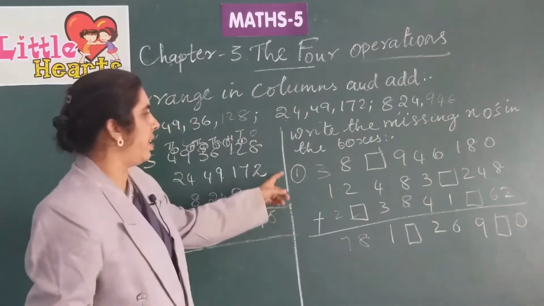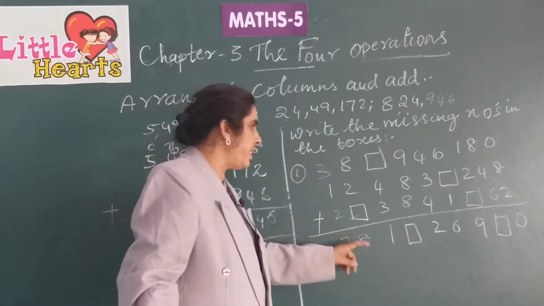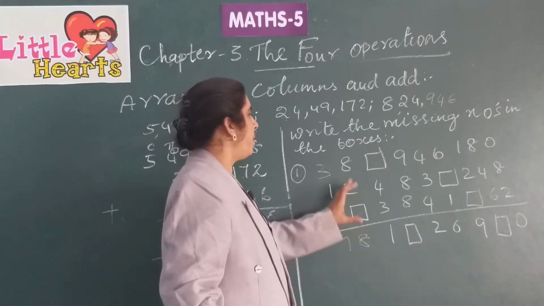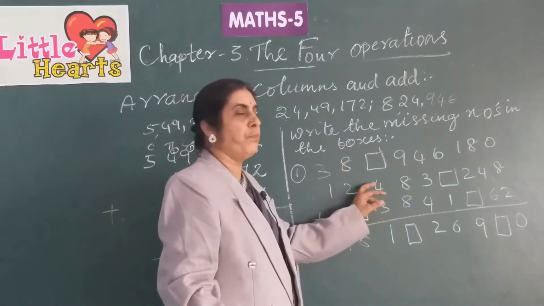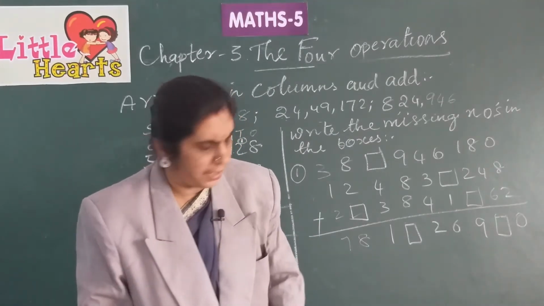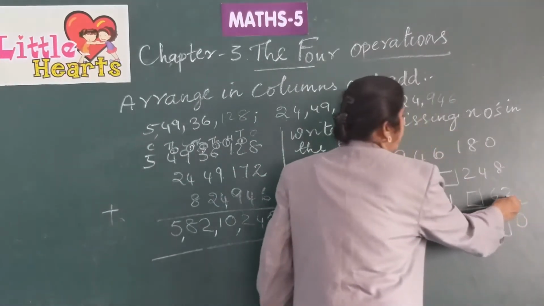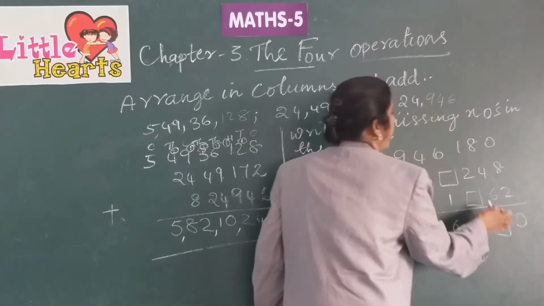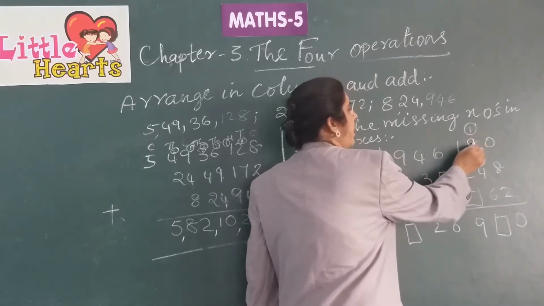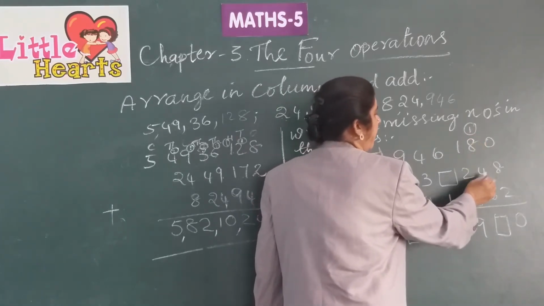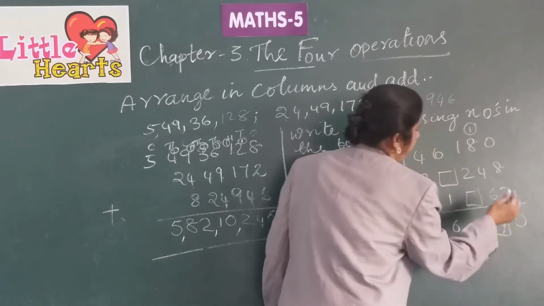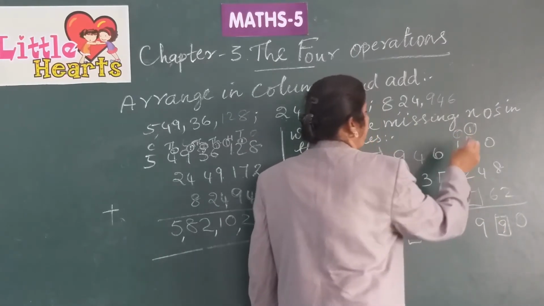Here 3 numbers are given and their sum is also given. We have some missing numbers in this and we have to fill in the missing numbers by adding. The first row is 8 plus 2 is 10, 0 is written here, carry 1 here. 8 plus 1, 9, 9 plus 4, 13, plus 6, 19. Write 9 here and carry 1 here.